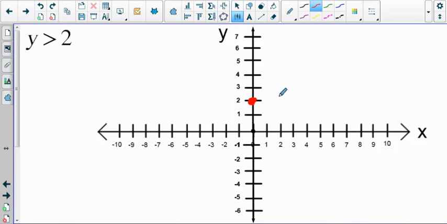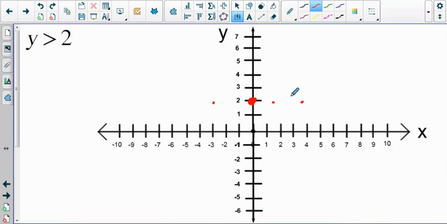Well, where else does y equal 2? Y equals 2 right here, and here. Y equals 2 all the way across here.